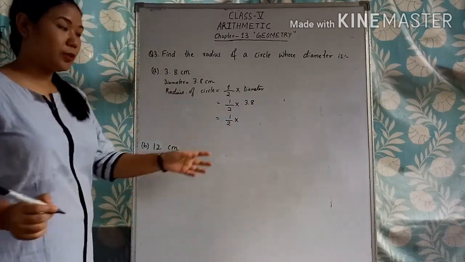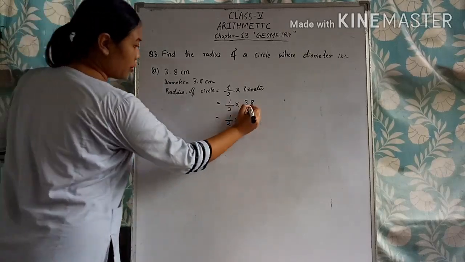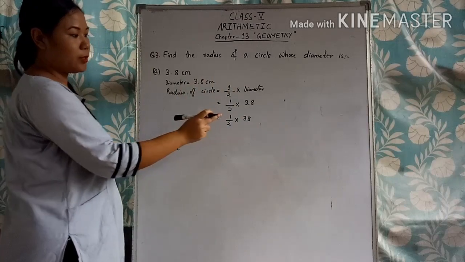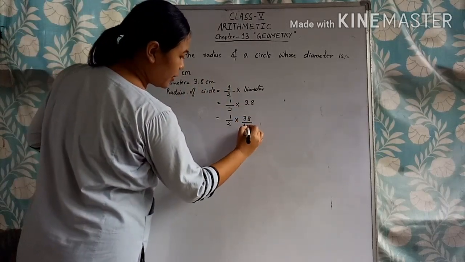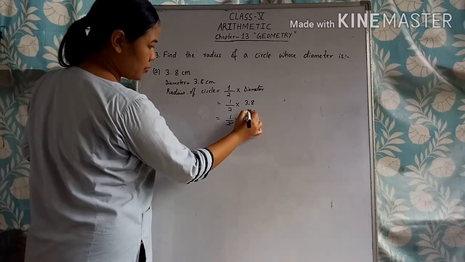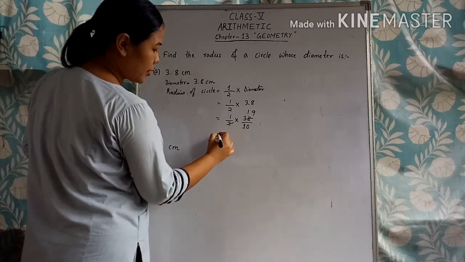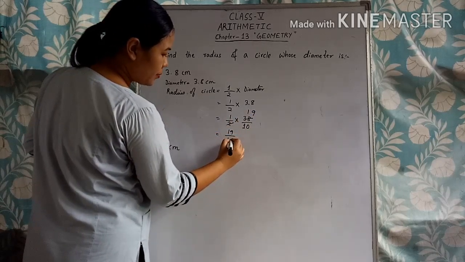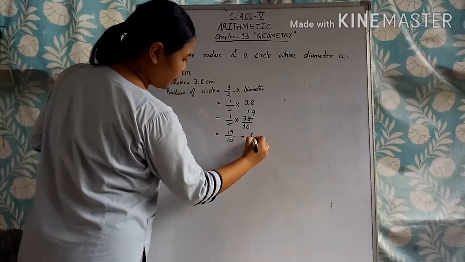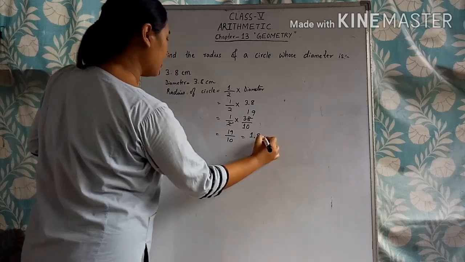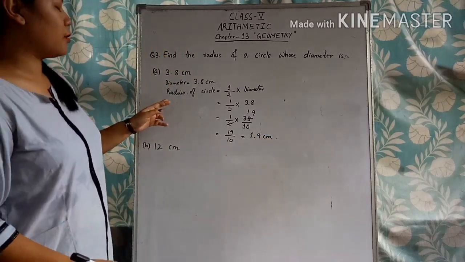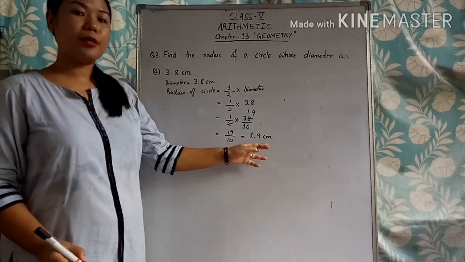Now I will convert this decimal number into a fraction. Since there is only one decimal place, it will be divided by 10. Clear? So you cut this. 2 9s are 18, 1, 2 19 is 38. What is remaining? 19 by 10. So 19 by 10 can be written as 1.9 centimeter. So the radius of this diameter is 1.9 centimeter.